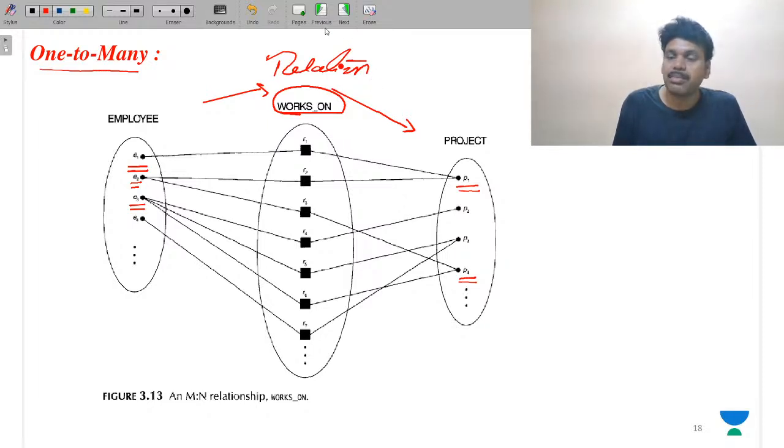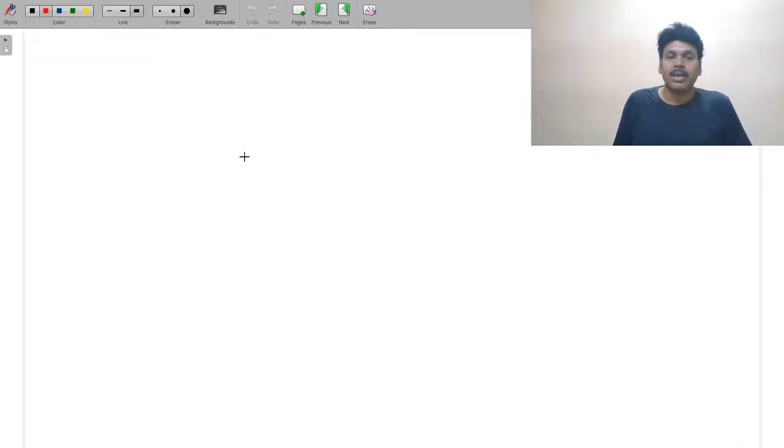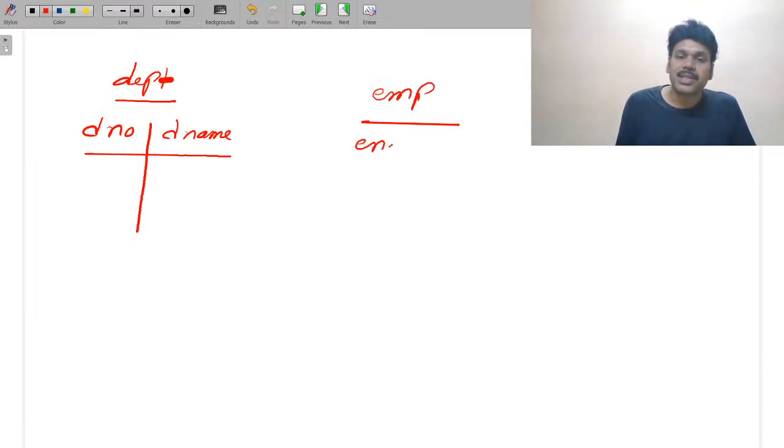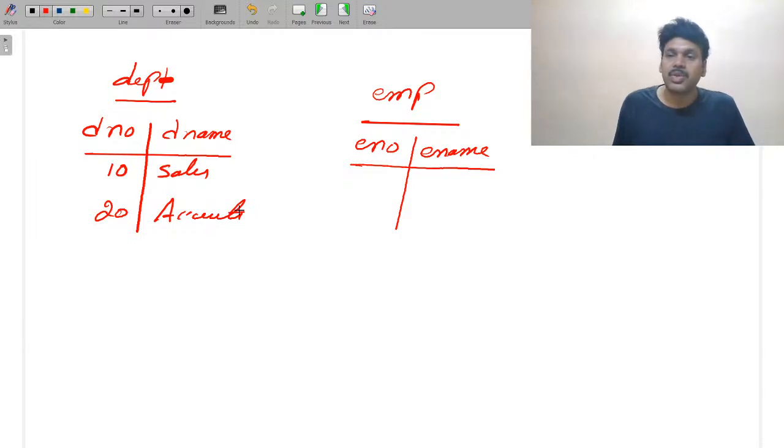Now I will explain what is the meaning of a relationship, where and how it should be used. Please observe here: there is a department table which consists of department number and department name, and there is an employee table which consists of employee number and employee name. There are some departments here, 10 sales, 20 accounts. Please observe, friends, today's class is very important to manage tomorrow's problematic class. Employee E1 is something like Jones, and employee E2 something like Adams.